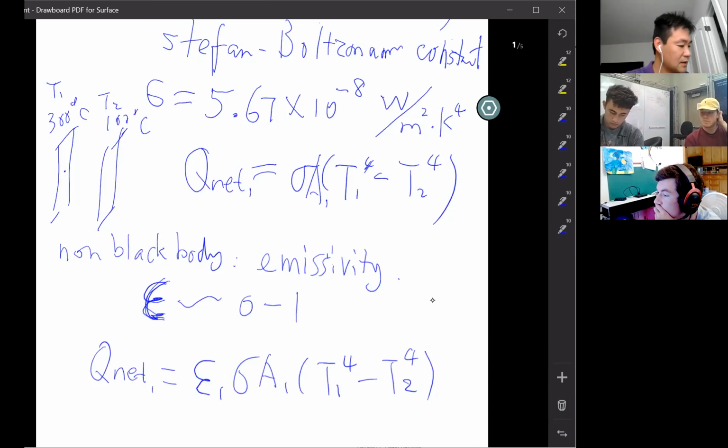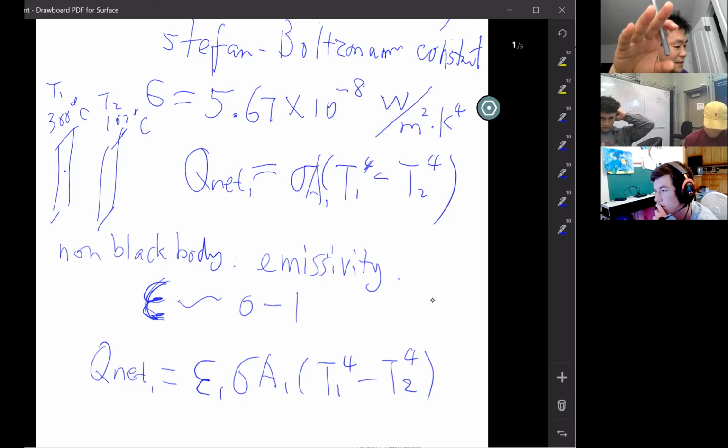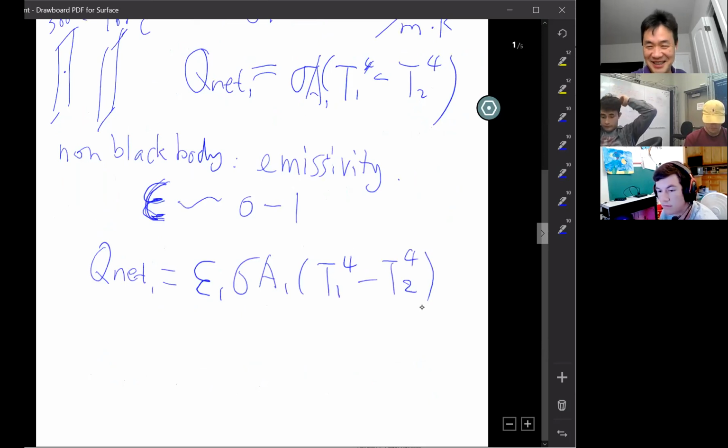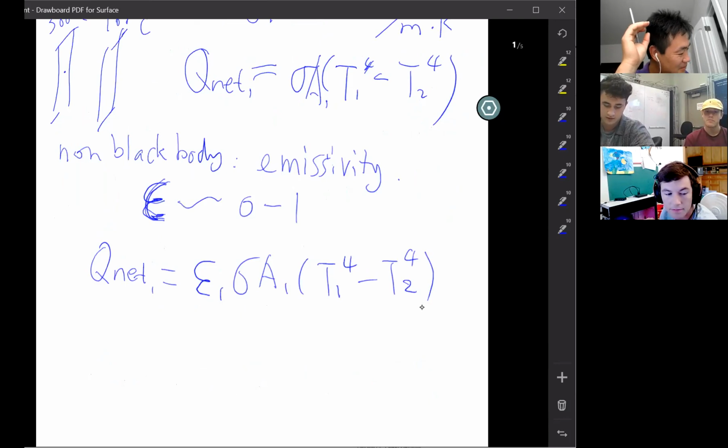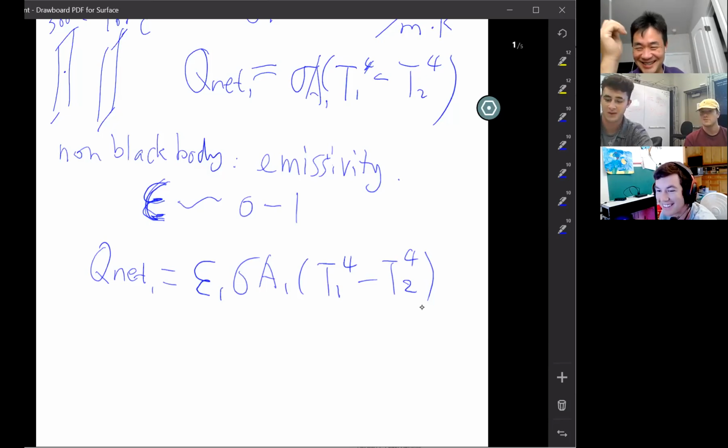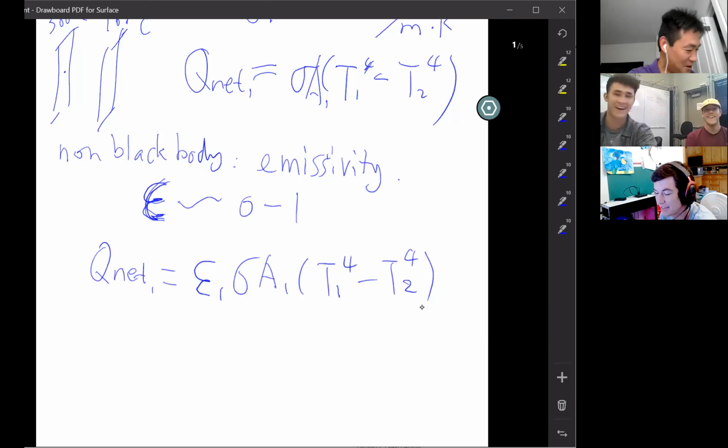Let me see, did I miss anything? These are the coefficients, right? Stefan Boltzmann. I want you to remember the Stefan Boltzmann constant. What is the value? Anybody? 5.67 times 10 to the negative 8. That's right. You have a good memory. You're smart.